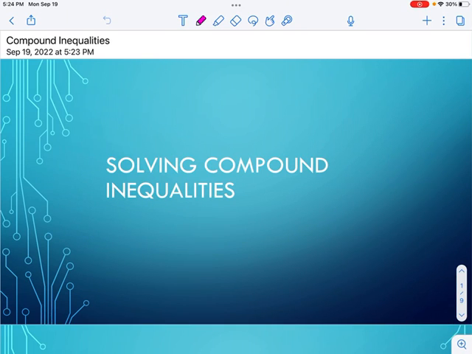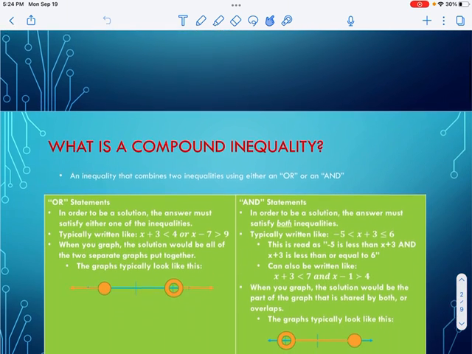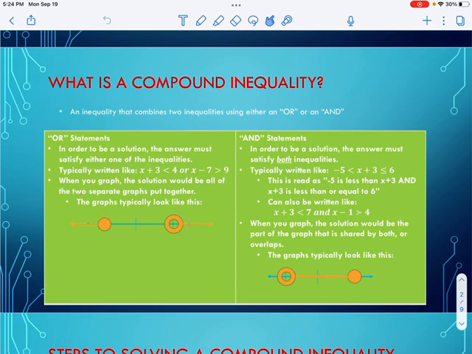All right, we are going to be solving compound inequalities today. So, what is a compound inequality? An inequality that combines two inequalities using either an "or" or an "and." The big difference here is, if you look at these, in an "or" statement, in order to be a solution, the answer must satisfy either one of the inequalities. On an "and" statement, in order to be a solution, the answer must satisfy both inequalities.